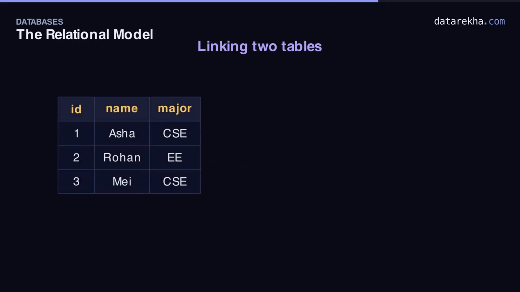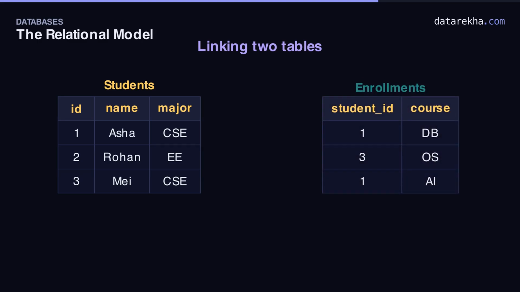Why split data across many tables at all? Because cramming everything into one giant table forces you to repeat information endlessly. Instead, keep each kind of thing in its own relation and link them. Here is students, trimmed down. And a second relation, enrollments, which student is taking which course.